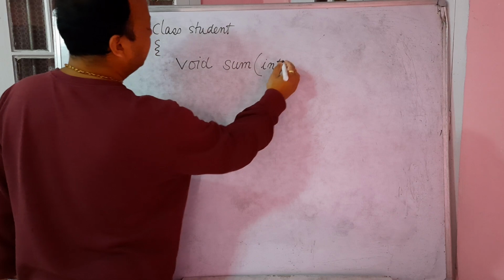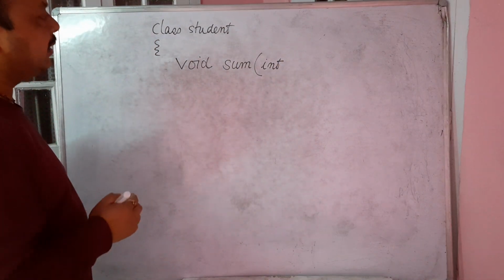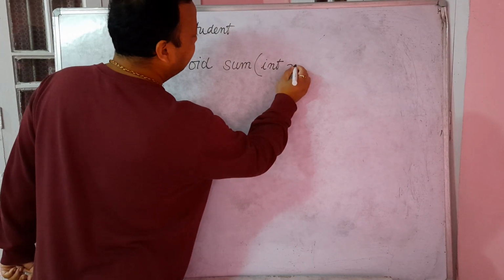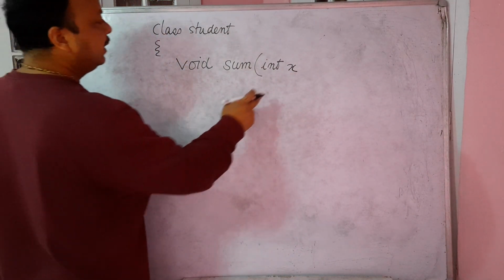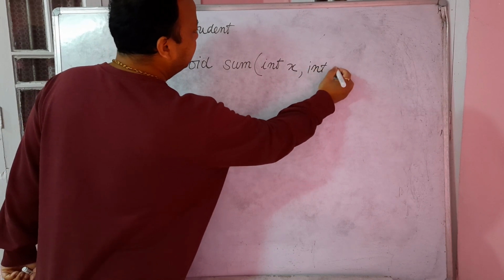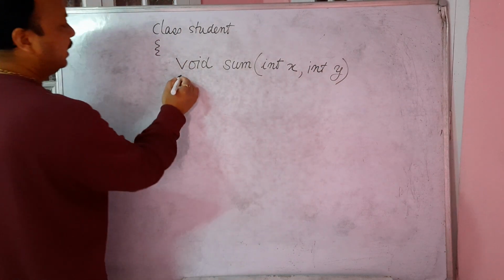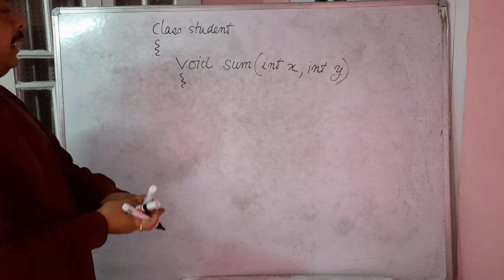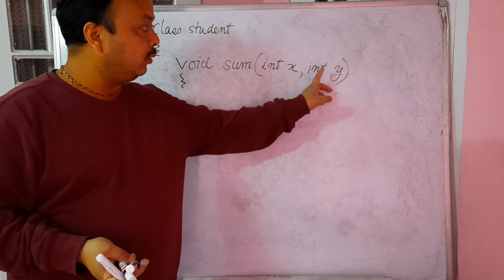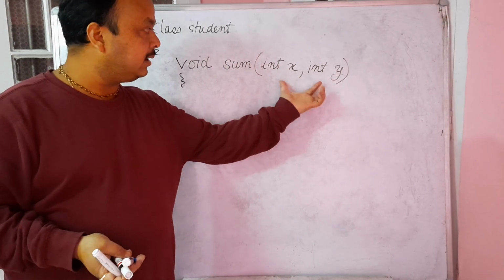Since the function is going to accept two parameters, I've written here the parameters as int. I can give any name for the parameter. The variable name can be anything, but it is integer. So it is very important that you mention the name of the variable, the parameter, and what data type it is.